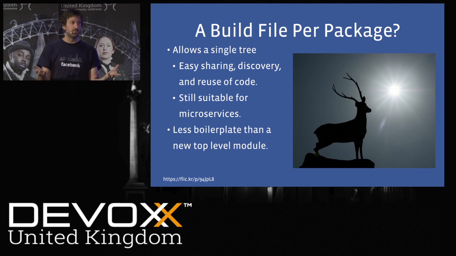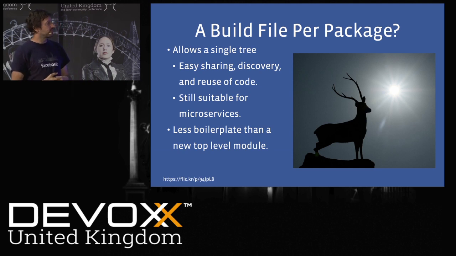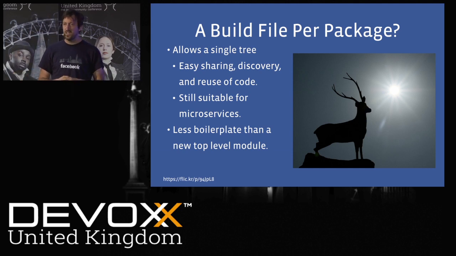It would be nice if you could avoid that boilerplate entirely. And so, if you had a build file per package, you could have a single source tree. You could go back to what we used to have back in the day, of source and test, or Java and Java test, whatever you want to call it. And the advantage of a single source tree is it allows for easy sharing of code, discovery of code, and therefore reuse of other people's code.